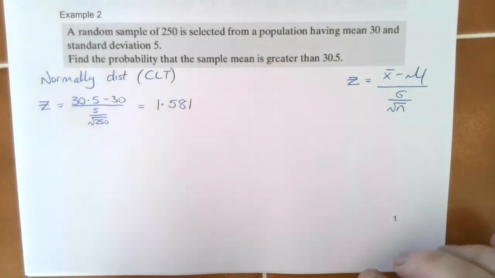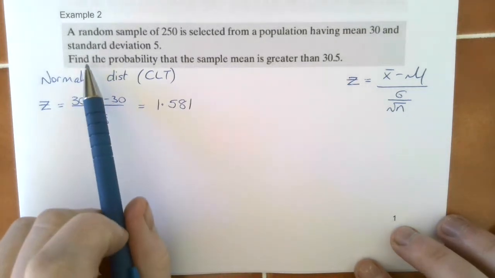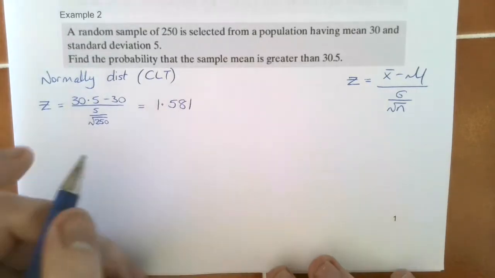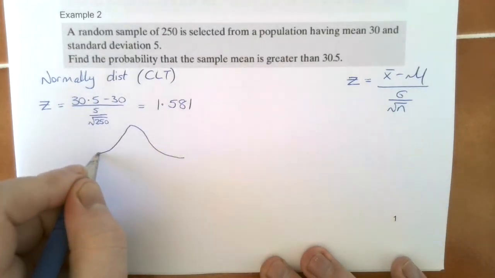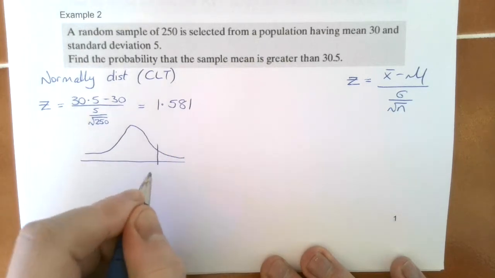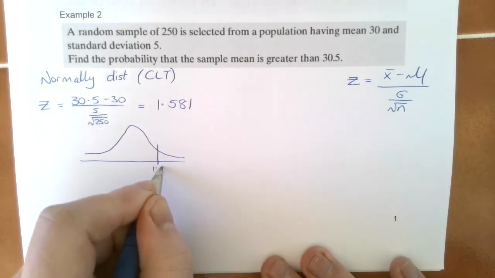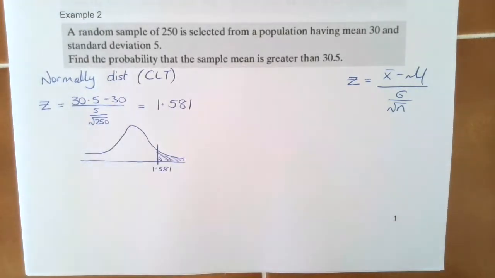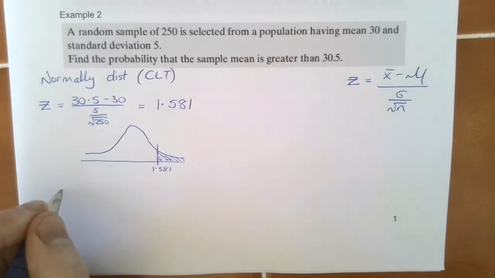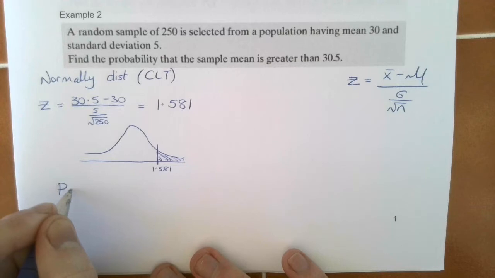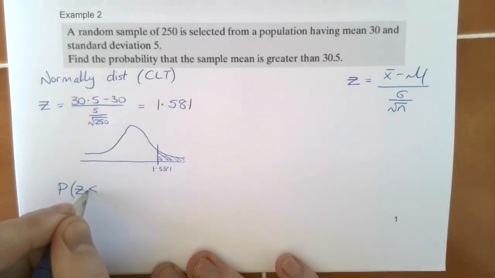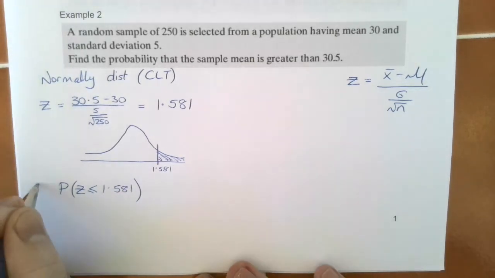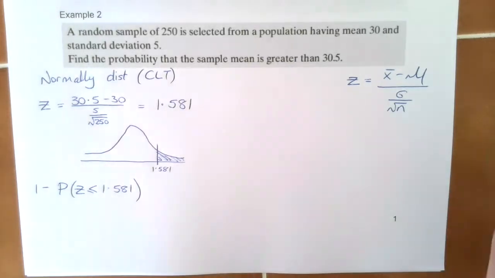First of all, it says find the probability that the sample mean is greater than this. So we're looking for a value that is greater than 1.581. We know 1.581 is in a positive direction, and we're looking for a value that is greater than that. To find out what that would be, we need to work out the probability that z is less than or equal to 1.581, and take that answer away from 1. So we need to do 1 minus that to figure out what the probability above would be equal to.